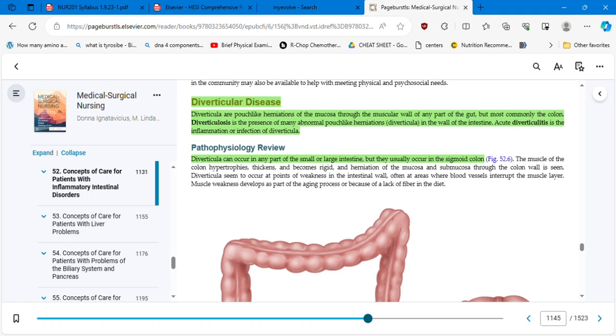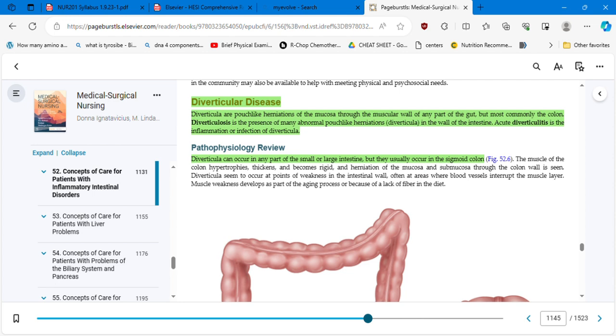And now we continue in chapter 52, which is a very busy chapter. And we are going to review diverticular disease among other topics. Okay, let's see how far we go. Hopefully we finish this chapter.